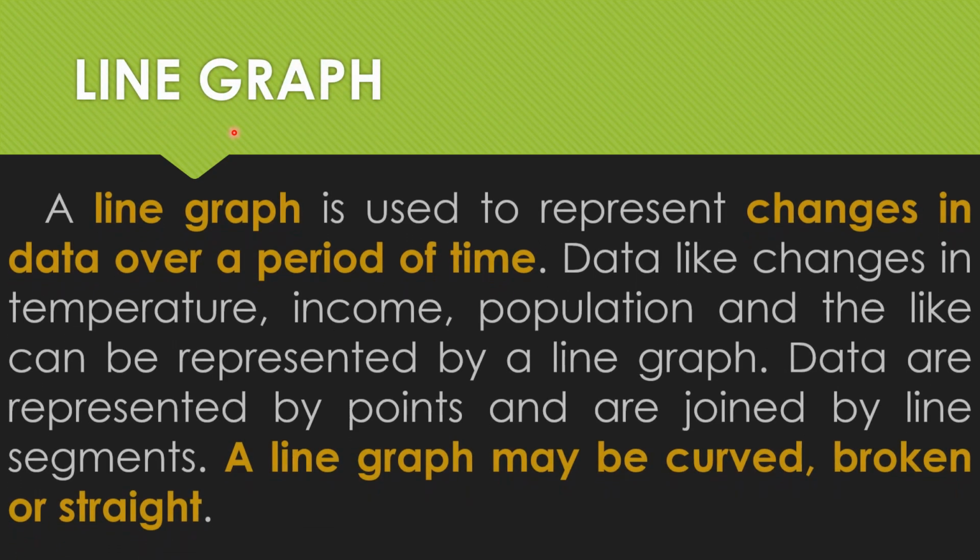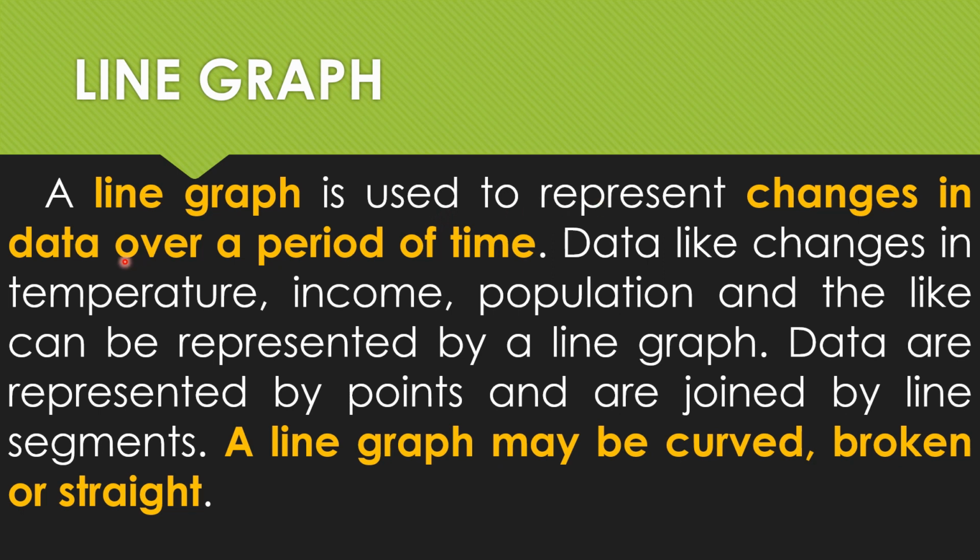Now let's proceed to line graph. A line graph is used to represent changes in data over a period of time. Data like changes in temperature, income, population, and the like can be represented by a line graph. Data are represented by points and are joined by line segments. A line graph may be curved, broken, or straight. Generally, the horizontal axis is used as the time axis and the vertical axis is used to show the changes in other quantity.